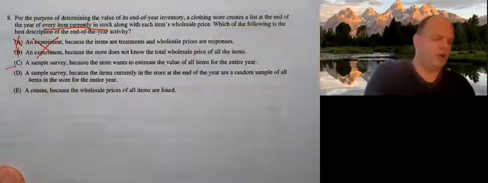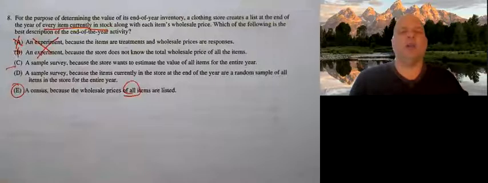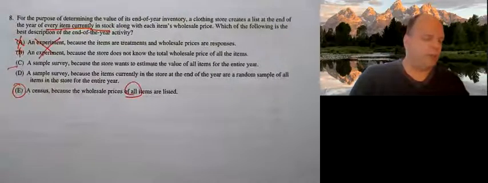All right, and sure enough, as we keep reading, we see a census because the wholesale prices of all items. And remember, a census is a survey of all items. So it's a list of all the items. So our best answer is 8, or 8 is E.